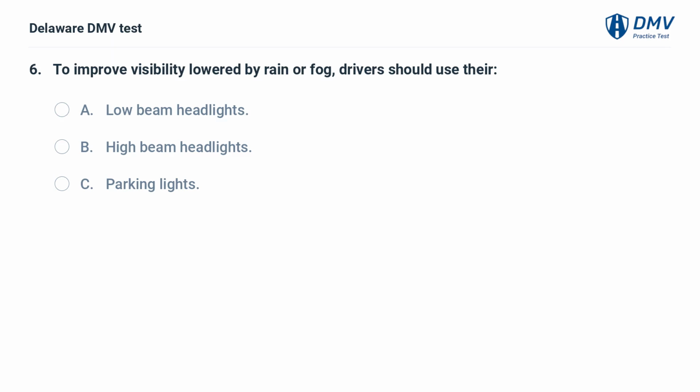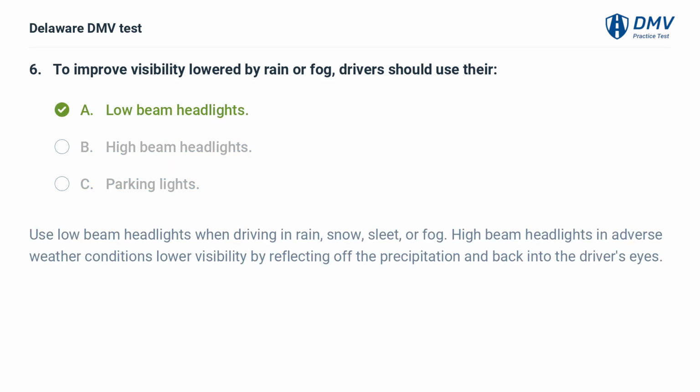To improve visibility lowered by rain or fog, drivers should use their A. Low beam headlights. B. High beam headlights. C. Parking lights. A. Low beam headlights. Use low beam headlights when driving in rain, snow, sleet, or fog. High beam headlights in adverse weather conditions lower visibility by reflecting off the precipitation and back into the driver's eyes.